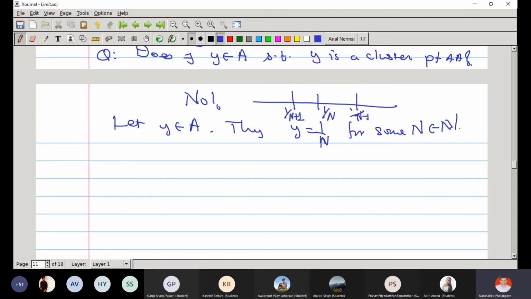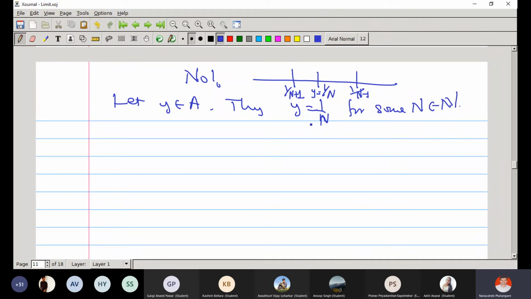Yes, the previous one is 1 upon n minus 1. What is the next number of y? Right, the number which appears next to y is 1 upon n plus 1. Do you understand this? Yes, sir. Do you see the figure? I have drawn some figure. Yes, sir. Right, now you can tell me, is y a cluster point?